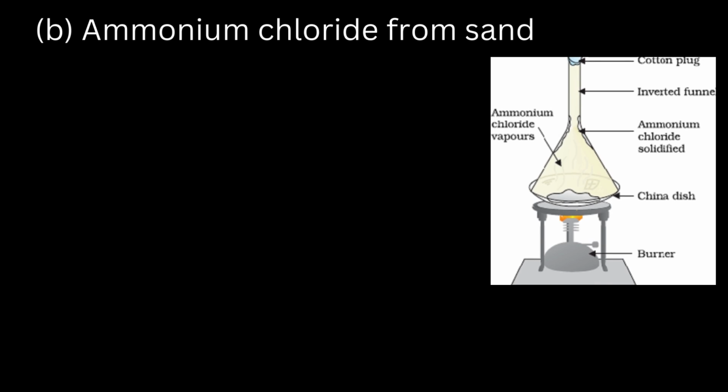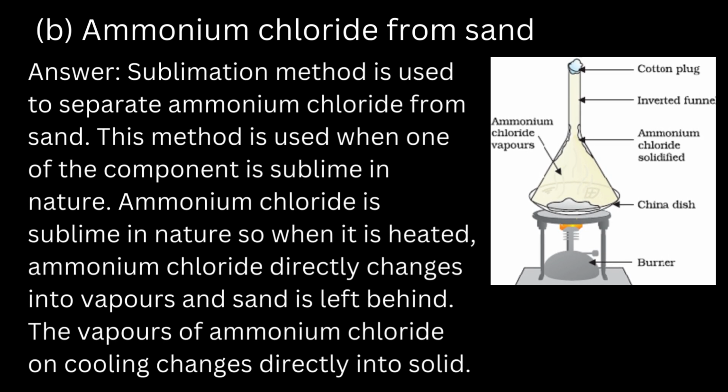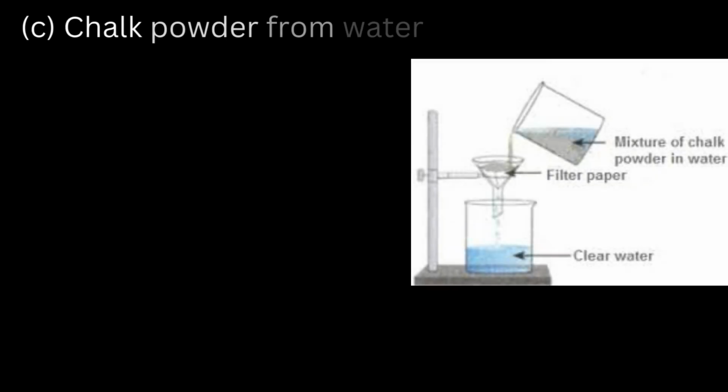B. Ammonium chloride from sand. Answer. Sublimation method is used to separate ammonium chloride from sand. This method is used when one of the components is sublime in nature. Ammonium chloride is sublime in nature, so when it is heated, it directly changes into vapors and sand is left behind. The vapors of ammonium chloride on cooling change directly into solid.